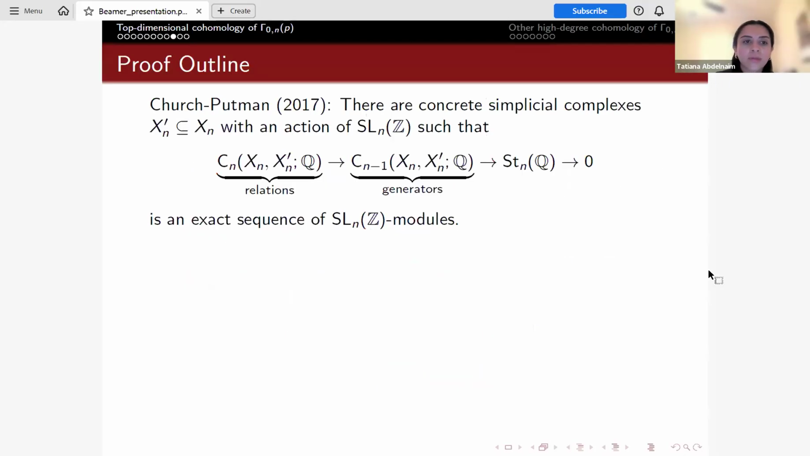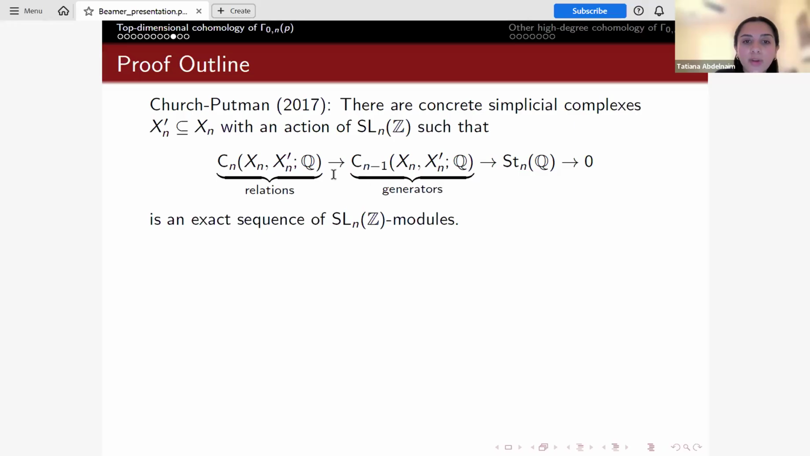Okay, so now I'm going to talk a little bit about the proof outline. The proof uses a presentation of the Steinberg module, which is originally done by Bykovsky using generators and relations, though the proof uses a slightly different version of this presentation. This is due to Church and Putman. They showed that there are concrete simplicial complexes, Xn prime, a subcomplex of Xn, with an action of SLNZ, such that this following sequence is an exact sequence.